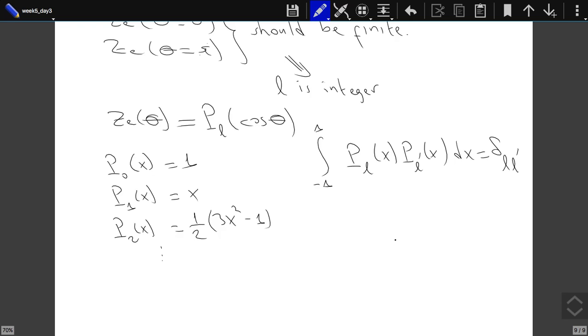Or let me rewrite it in a different form. If we take P_L of cosine theta, now that is what we will be interested in, P_L prime of cosine theta multiplied with sine theta and integrate over theta from 0 to pi, this is equal to Kronecker delta L L prime. Minus 1 corresponds to cosine theta equal to minus 1, so theta is equal to pi. The other one corresponds to theta equal to 0.